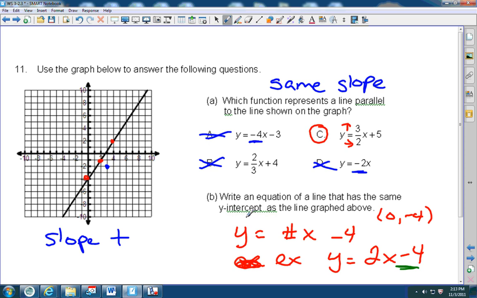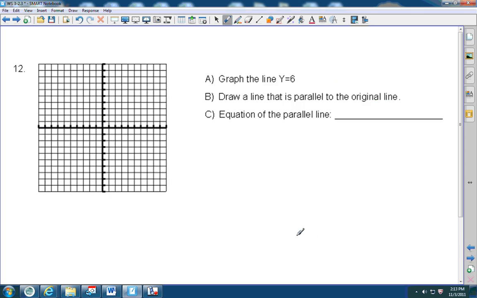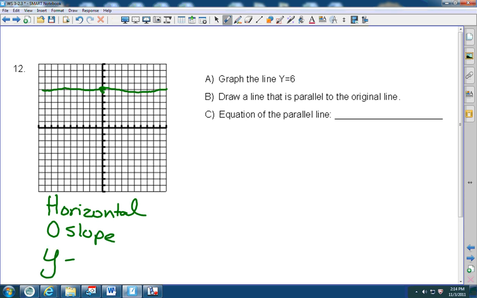Okay, my next one. Okay, now a lot of people get messed up on this one. What I would do is go in the calculator. You know we can put a y equals in the calculator. Press y equals 6. You put it in there, you're going to find that it is a horizontal line. Well, let's remember, horizontal line, 0 slope, and that's a y equals equation. It says draw a line that is parallel to it.